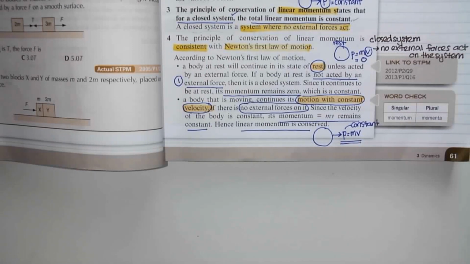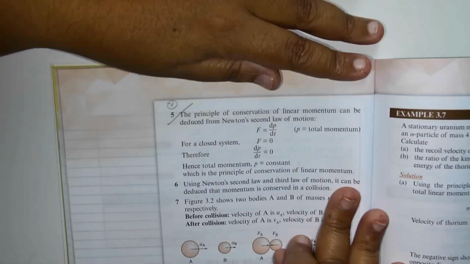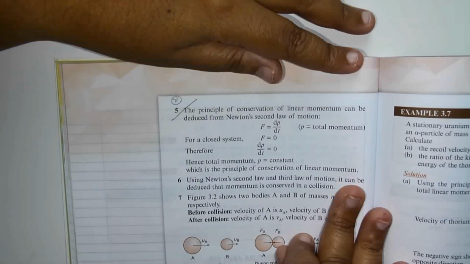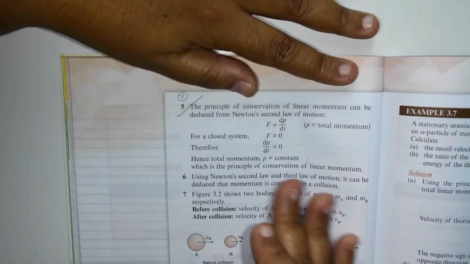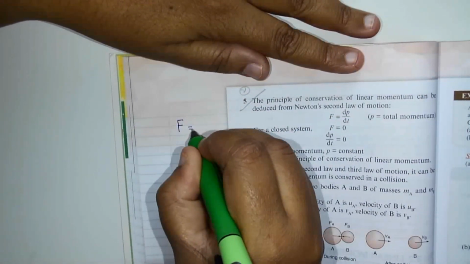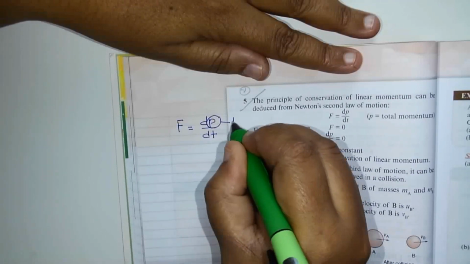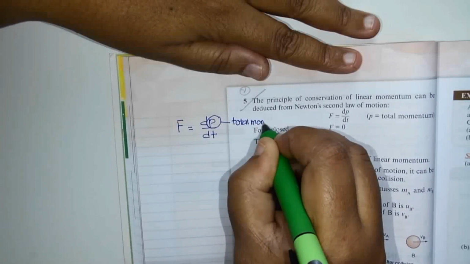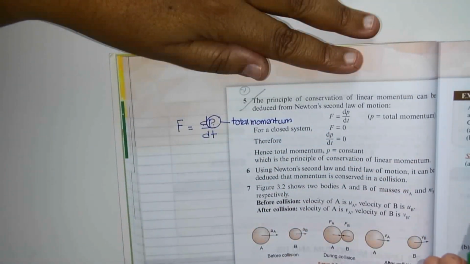So we verify the principle of conservation by using Newton's law. All right, so that is number four. Let's look at number five. The principle of conservation of linear momentum can be deduced from Newton's second law of motion. Here we have F equals dp over dt. P is total momentum, and dp is the change of momentum.